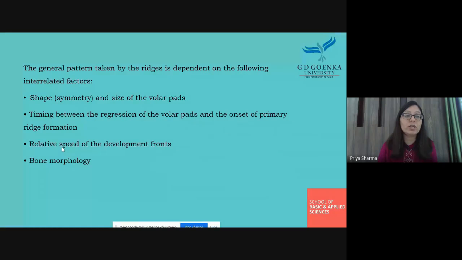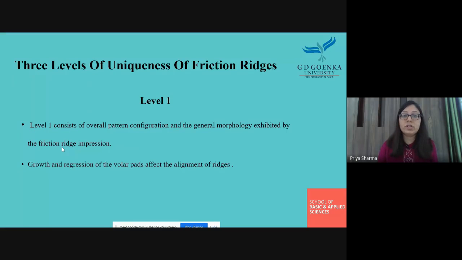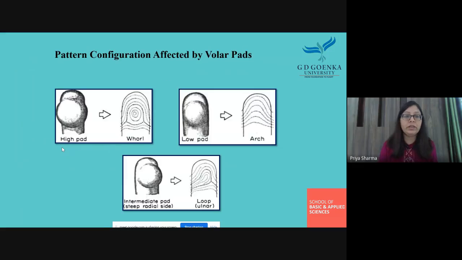Then there is bone morphology, which also affects the general pattern of the ridges. There are three levels of uniqueness of these friction ridges, like the overall pattern, which depends on the growth and regression of the volar pad. Here, you can see if the volar pad is high, it will lead to the formation of this round pattern, which we call a whorl. A low pad is responsible for an arch pattern, and intermediate if it is steep on one side, from the right side to the left side. And advanced if it is steep on the right side to the left side. So these are the levels of uniqueness of these friction ridges.